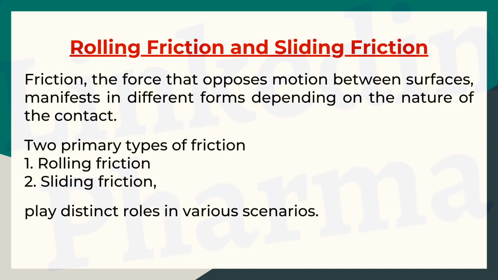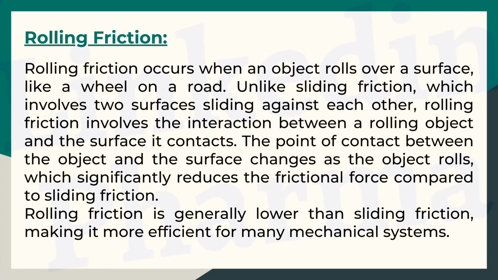Rolling friction and sliding friction. Friction, the force that opposes motion between surfaces, manifests in different forms depending on the nature of the contact. Two primary types of friction, rolling friction and sliding friction, play distinct roles in various scenarios. Rolling friction. Rolling friction occurs when an object rolls over a surface, like a wheel on a road.